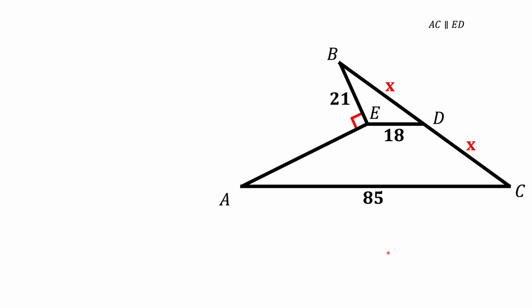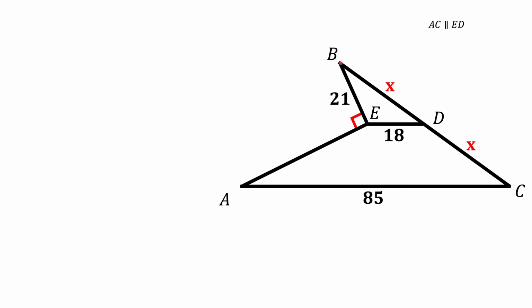Today we have an interesting problem coming from Croatia. In this problem we have a segment AC with known length of 85. Then we have another segment ED which is parallel to AC and has a length of 18. This segment AD splits the side BC into two halves.